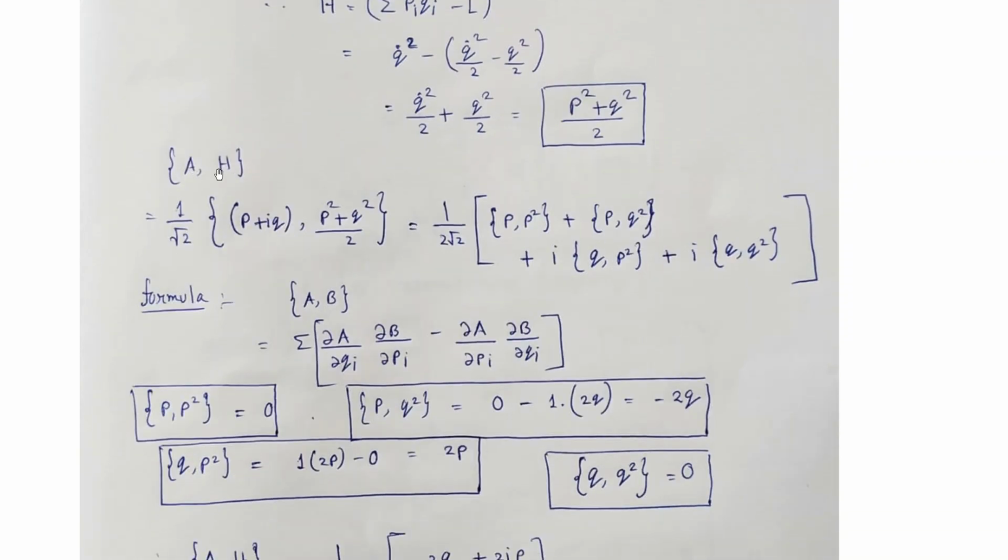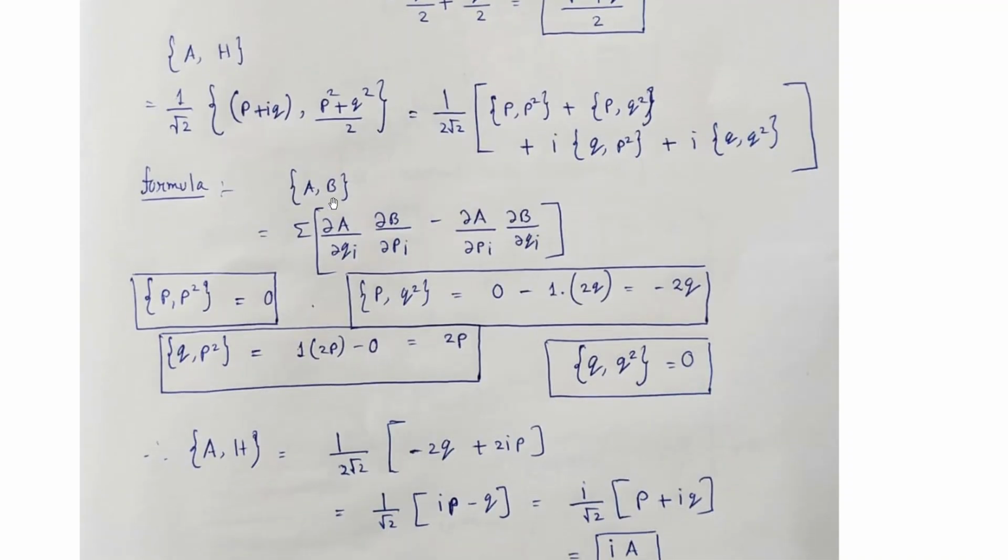Now, what is the Poisson bracket of A and H? You put the factor root 2 outside. It is (p plus iq), and H is (p square plus q square) by 2. So you can pull the factor 2 outside again, that is 1 by 2 root 2, and you have the 4 Poisson brackets: p with p squared, p with q squared, iota into q with p squared, plus iota into q with q squared. So these 4 Poisson brackets you have to evaluate.